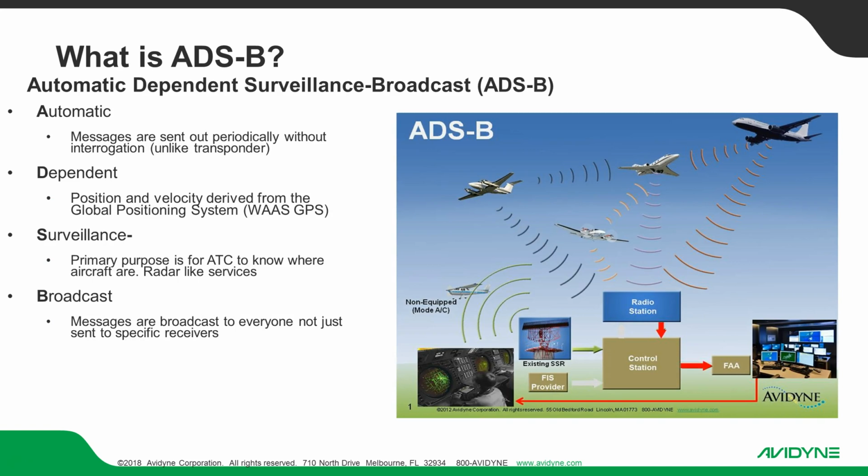First of all, what is ADS-B? ADS-B stands for Automatic Dependent Surveillance Broadcast. It's automatic, meaning the messages are sent out periodically without interrogation, unlike transponders. It's dependent, meaning it's dependent on your GPS. ADS-B requires a WAAS GPS to provide position and velocity. If you lose your GPS, you'll lose your ADS-B, so it is dependent on WAAS GPS.